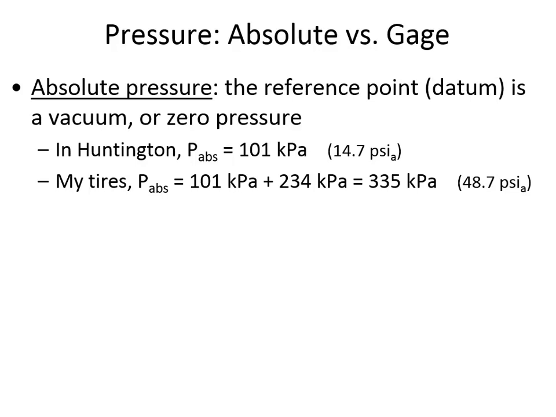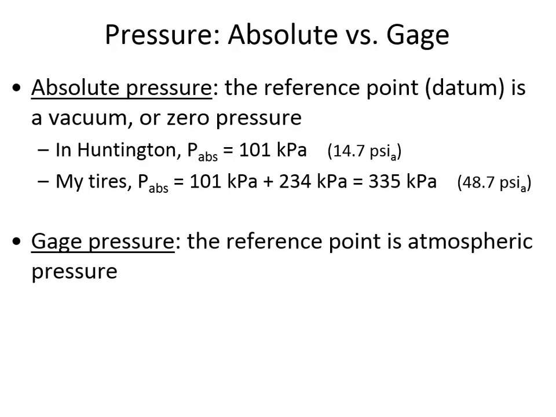My tires, therefore, if I fill up my tires to, let's say, 32 psi, then you add the tire pressure to the absolute pressure of the atmosphere, and so the absolute pressure in my tires is 335 kilopascals. So what we're measuring against is the operative difference between atmospheric being the gauge point or vacuum being the gauge point.